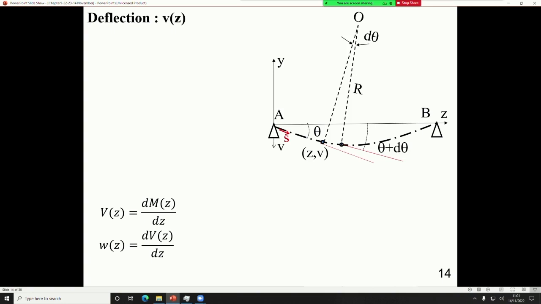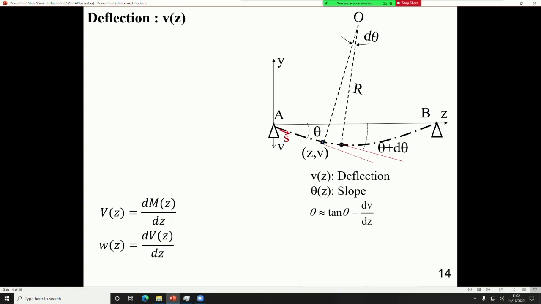And the central angle is the difference between these two slopes. So if this is theta and this is theta plus d theta, the angle these two make is the difference between these two slopes. And I showed you what R is, the radius of curvature. So V(z) is the deflection distribution along the beam, and theta(z), the slope at any point, is the slope distribution along the beam. Now the next step is to find relations between these two and the shear force, bending moment, or the distributed load.